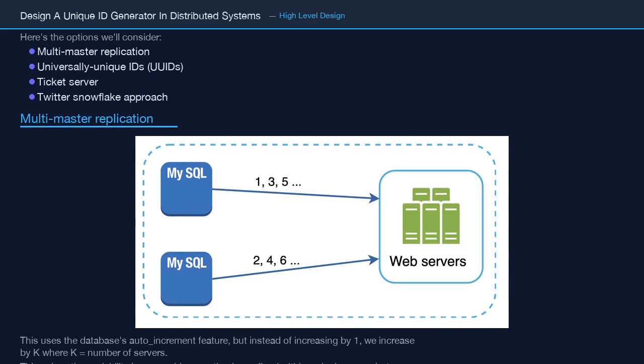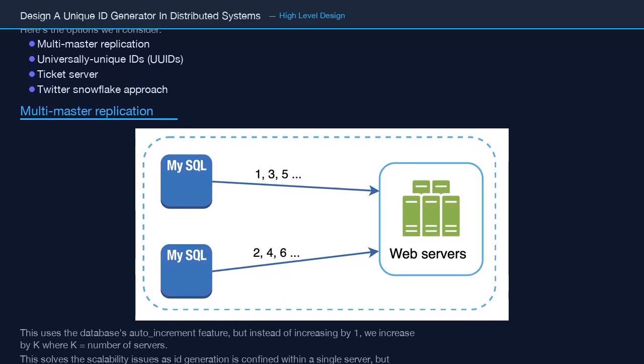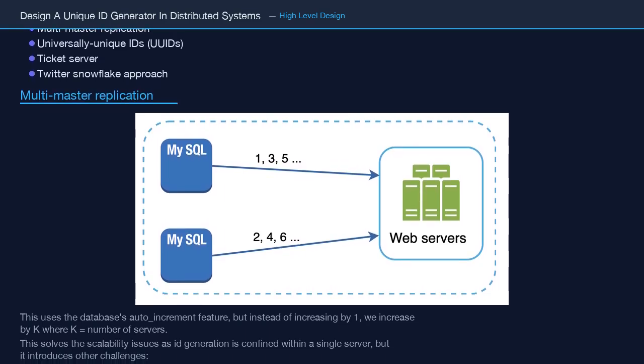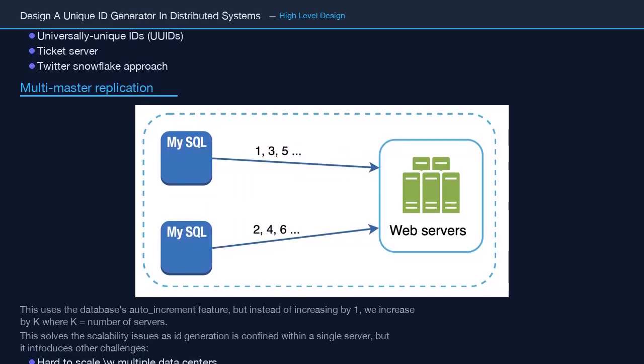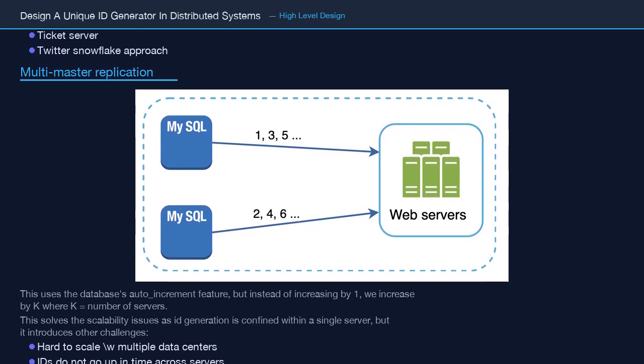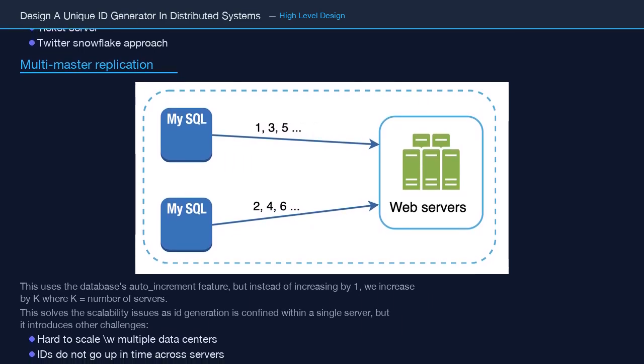Now let's walk through the high-level design section. We have 4 candidate approaches to consider: multi-master replication, universally unique IDs also known as UUIDs, a ticket server, and the Twitter Snowflake approach. Let's go through each one.